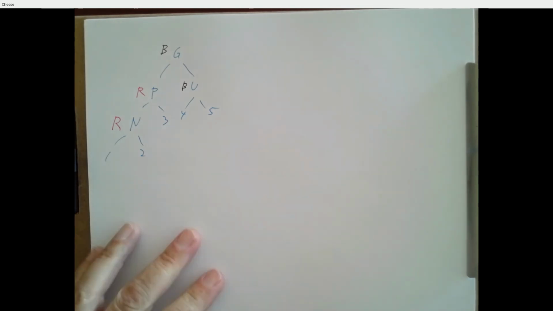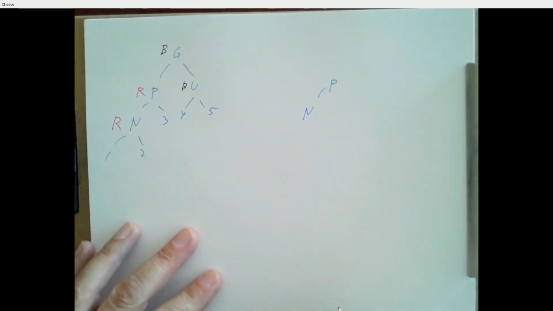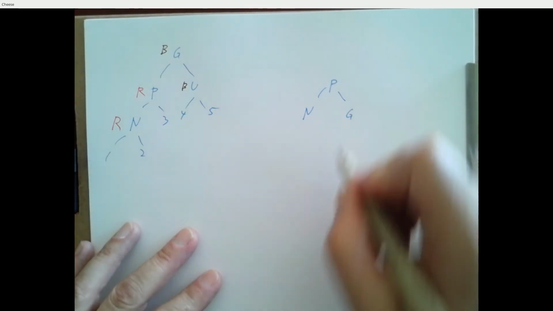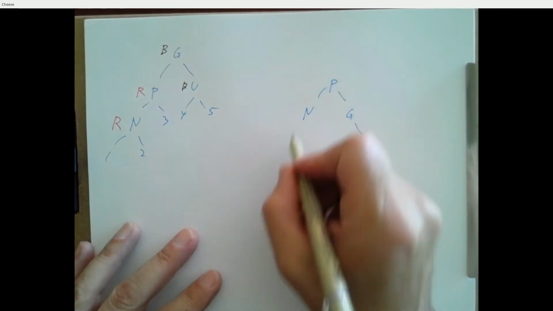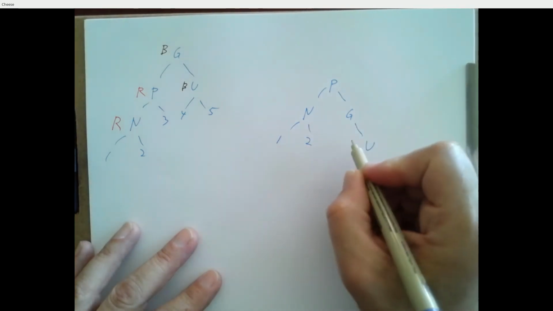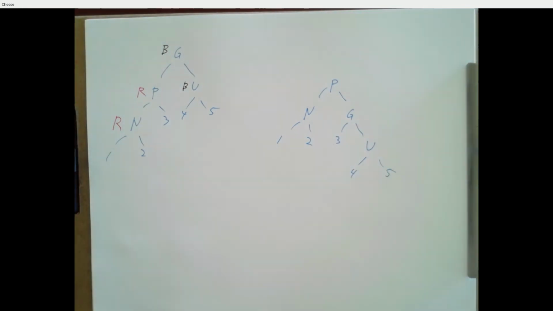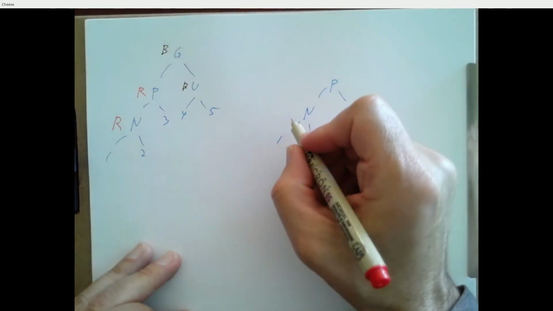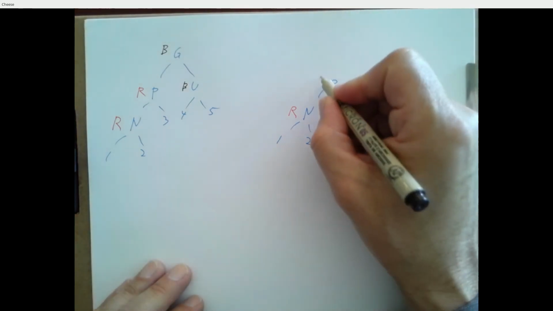So we're going to change this into the following. N and P. P's child is going to be the grandparent, and the grandparent's child is still going to be the uncle. And we're still going to have subtrees here. 1, 2, 3, 4, 5. And we're going to color as follows. Our new node's going to be red. The grandparent's going to become red. The uncle will stay black. And the parent will be black.